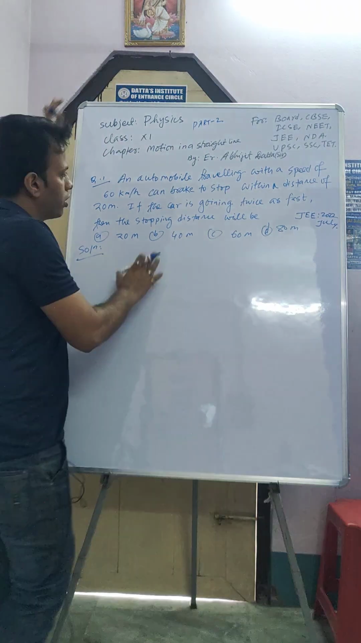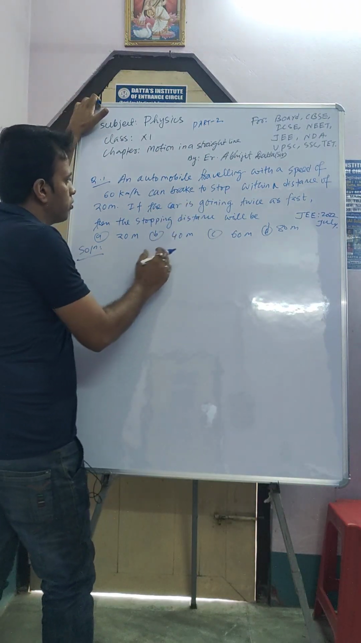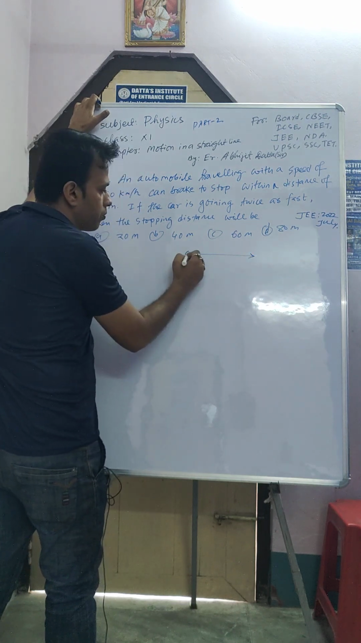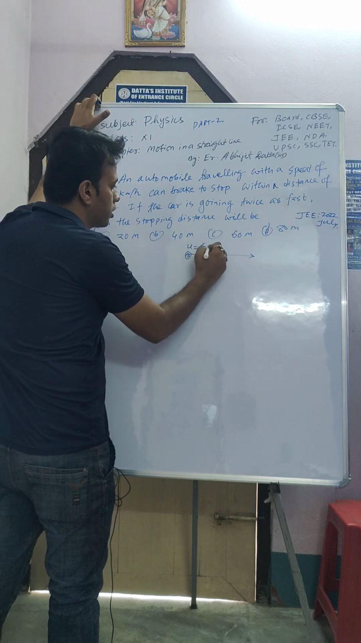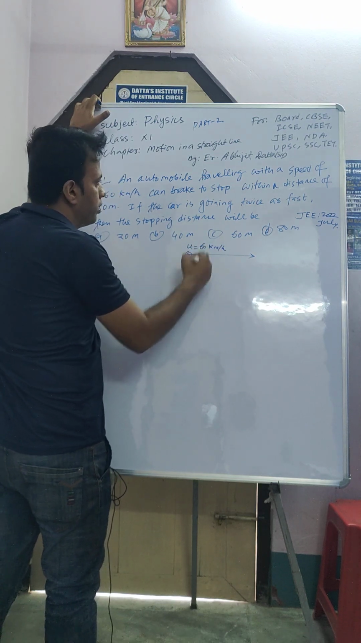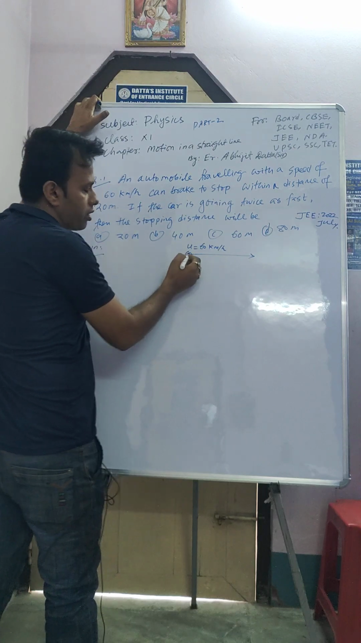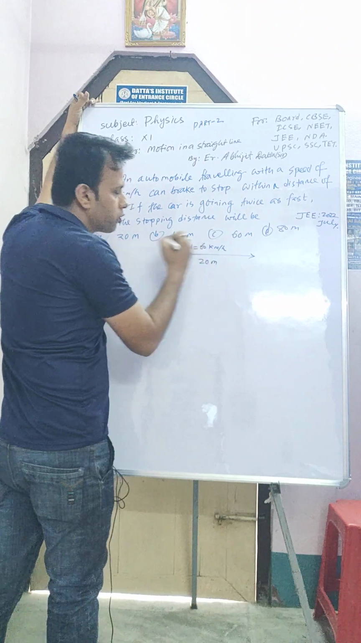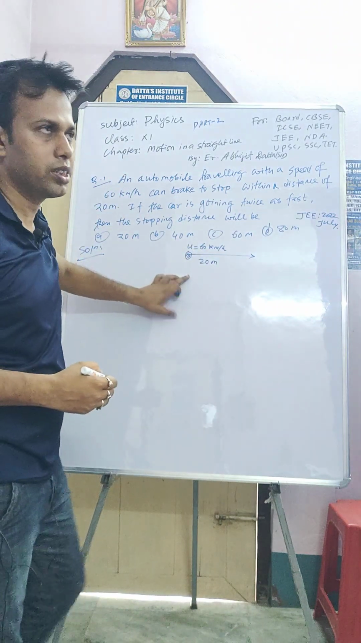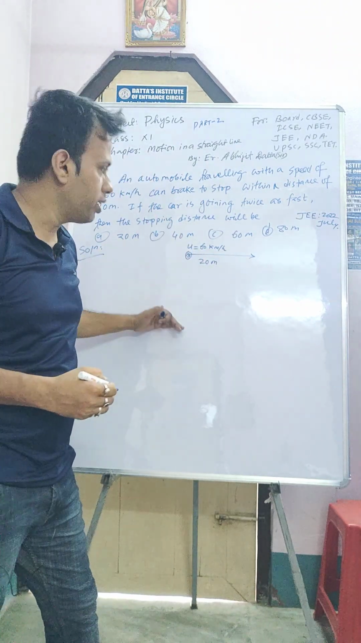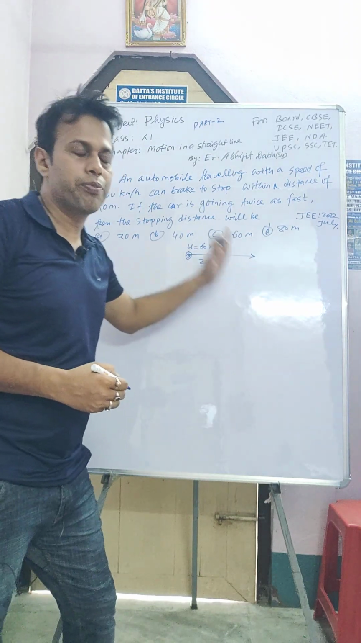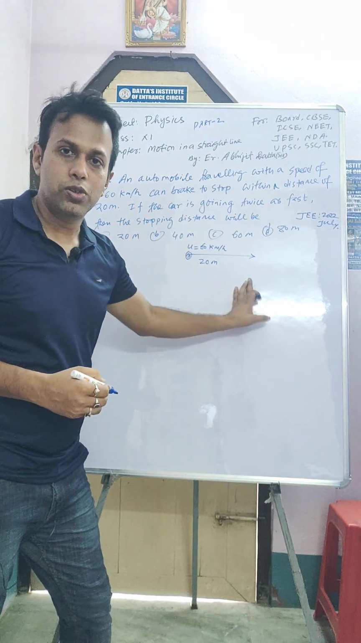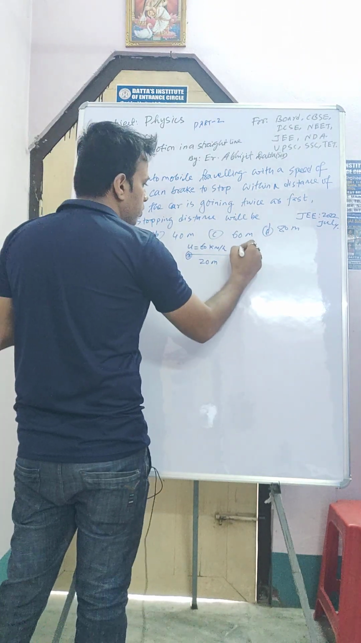Now, what is the question here? There are two cases. In the first case, the automobile's speed is 60 km per hour, and if the driver applies brakes, the stopping distance will be 20 meter. What does stopping distance mean? After applying the brake by the driver, the car will stop, that is, the velocity will be 0, after traveling 20 meter distance. Okay, fine.